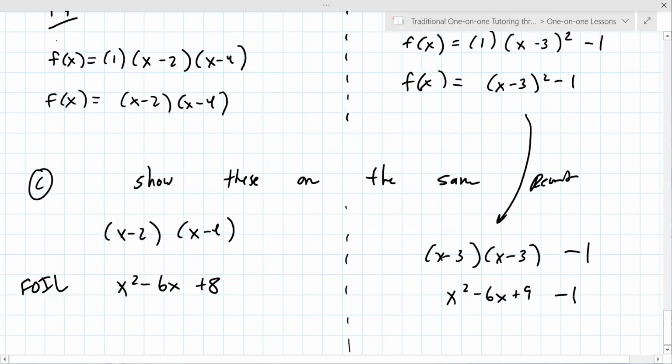Okay. And then when you subtract 1, what do you get? Positive 8. X squared minus 6x plus 8. Are these the same? Yes, they are.